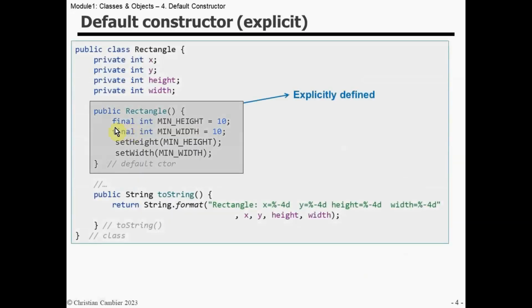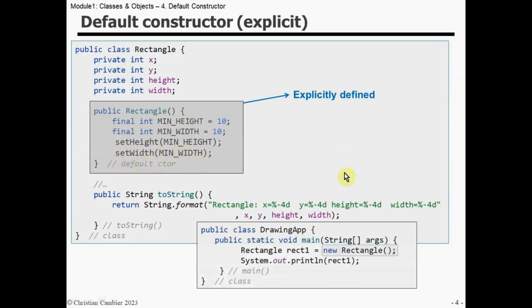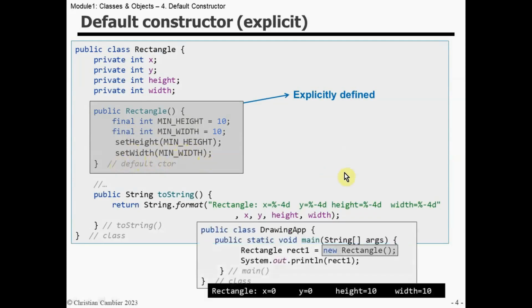and we'll have to create a default constructor ourselves explicitly, in which we define some constants and we pass those constants, minimum height to the setter set height and minimum width to set width. The client code remains exactly the same and we are happy now with the outputs. Now here the constructor clearly is defined explicitly.